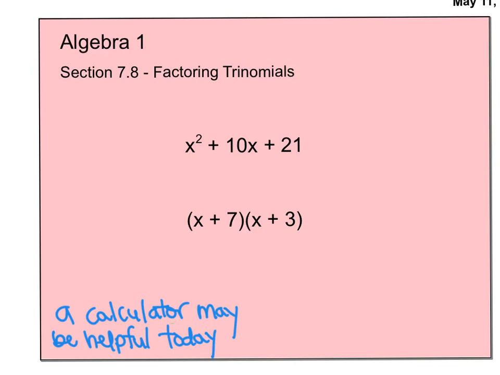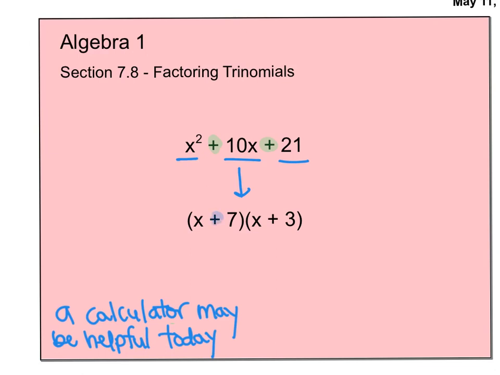This lesson is called factoring trinomials because you notice we have three terms here. They are separated by these addition signs. So our first term is an x squared. Our second term is the 10x, and our third term is the 21. And to factor the trinomials, we're going to be breaking them apart into our binomials.